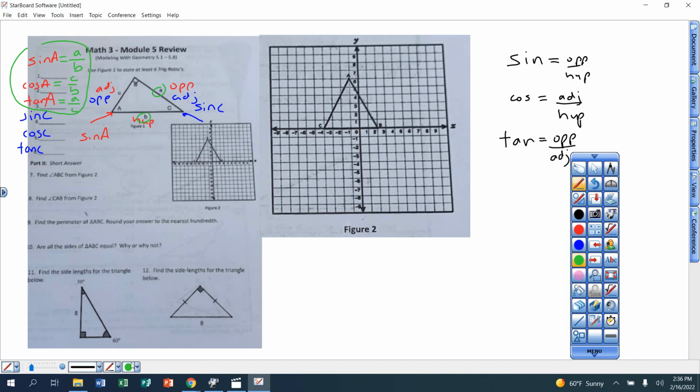All right, what about coming in from angle C? Coming in from this angle, if I want to do sine first, which is the side across from C?